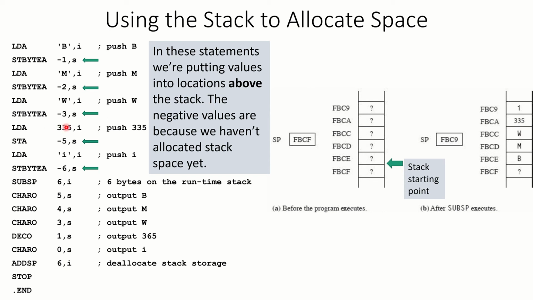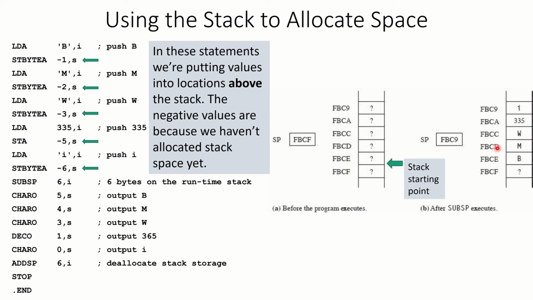And then the third value we're storing here is an integer now. We know that integers are actually 2 bytes as opposed to a character being 1 byte. So in this case, we take what's in the accumulator and store it at -5, because we've had 1 byte for the B, 1 byte for the M, 1 byte for the W. Now we need 2 bytes for the integer, so that needs to go to -5. And then we finish it up here by storing an I at -6. So that gets us all this memory stored up here.